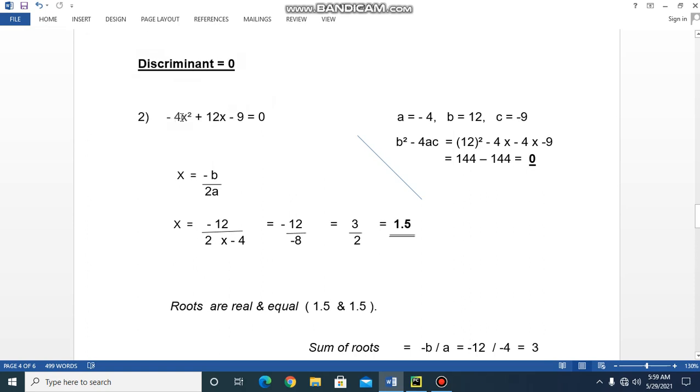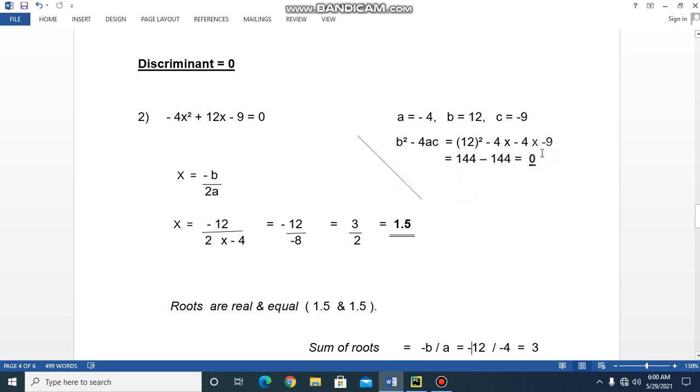So here in this equation, a is minus 4, b is 12 and c is minus 9. So b square minus 4ac equal to 12 square minus 4 into a is minus 4 and c is minus 9. So 12 square is 144. So minus 4 into minus 4 is plus 16, into minus 9 is minus 144. So 144 minus 144, you are getting the discriminant as 0 here.